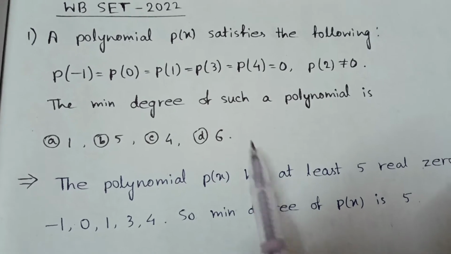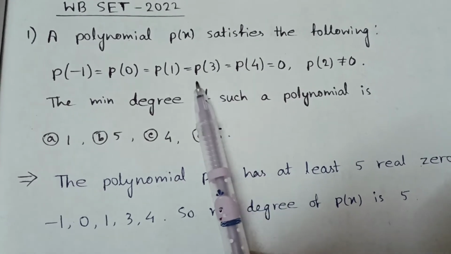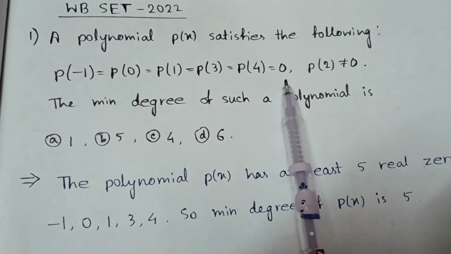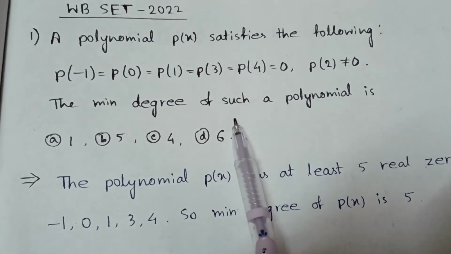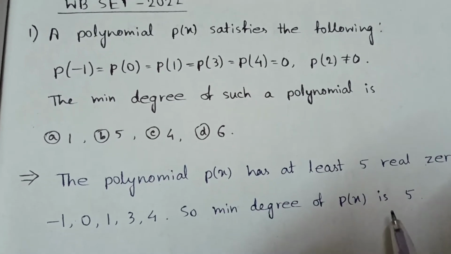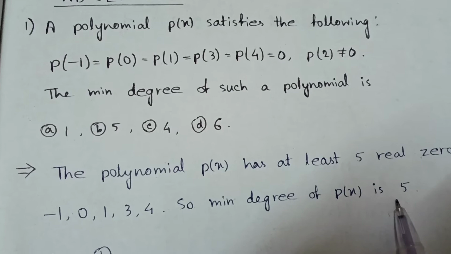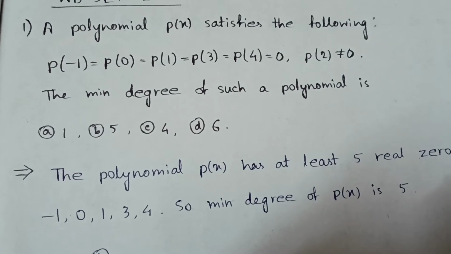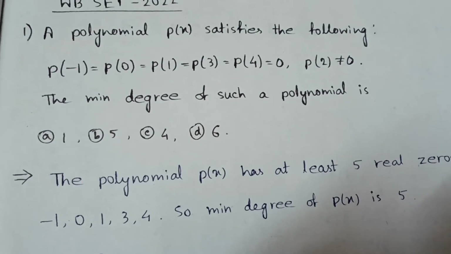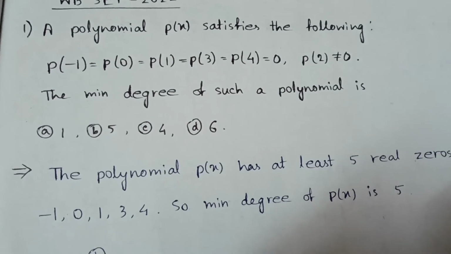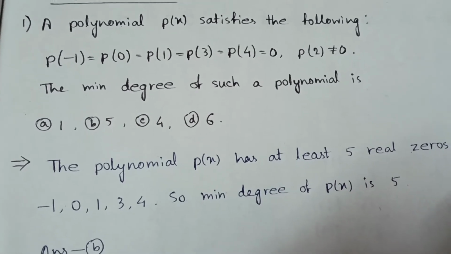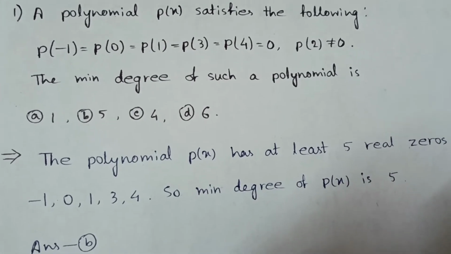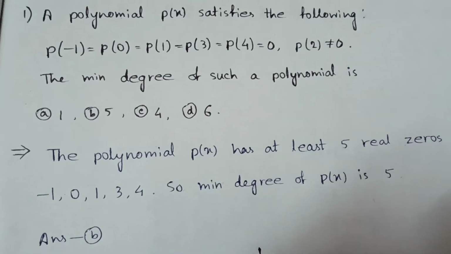Well, since there are 5 zeros of this polynomial, the minimum degree of such polynomial is obviously 5. It can be more than 5, but the minimum degree is at least 5. So this one is very easy. Let's go to the next question.